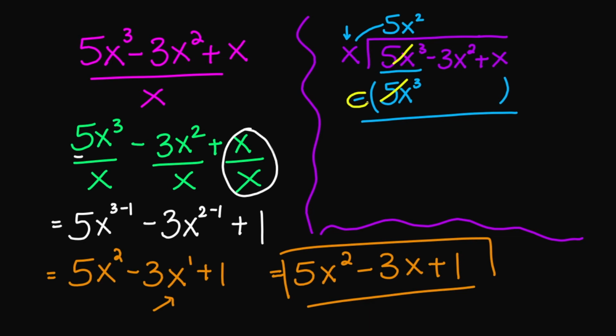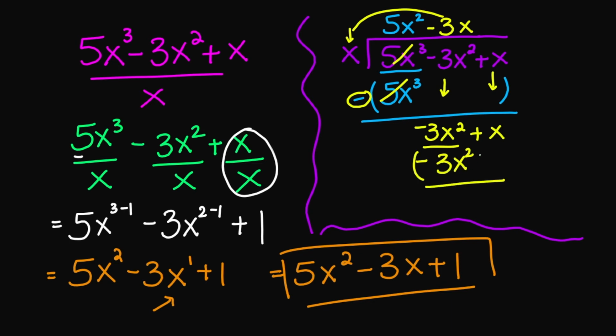Remember, you have to distribute this negative to all of the terms inside your parentheses. I'm going to go ahead and bring down my negative 3x squared and my x. What number times x is going to give me negative 3x squared? This is going to be a negative 3x. Negative 3x times x gives us negative 3x squared. We're going to subtract, and remember, this negative applies to all of the terms inside your parentheses. These first terms are going to cancel out. I'm going to go ahead and bring down my x.